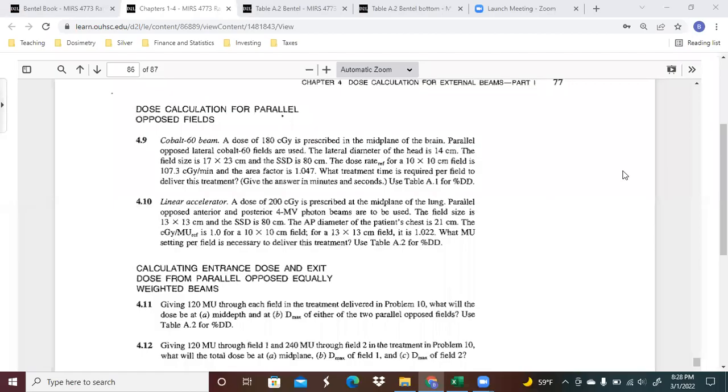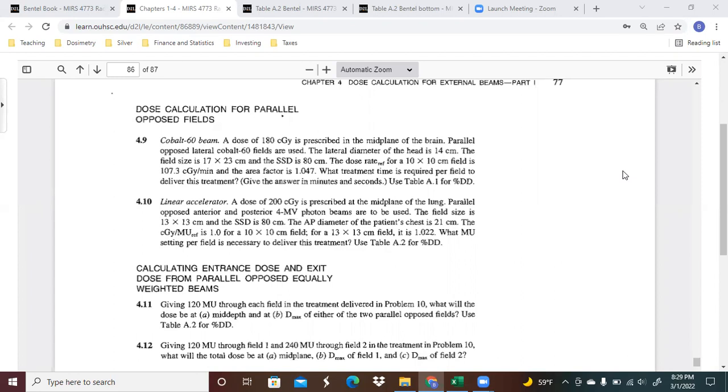This will be the instructional video over Bentel Chapter 4, Problem 10. We're looking at a linear accelerator, and we're looking for a dose calculation for parallel opposed fields. A dose of 200 centigray is prescribed at the midplane of the lung. Parallel opposed anterior and posterior 4 MV photon beams are to be used. The field size is 13 by 13 and the SSD is 80 cm.